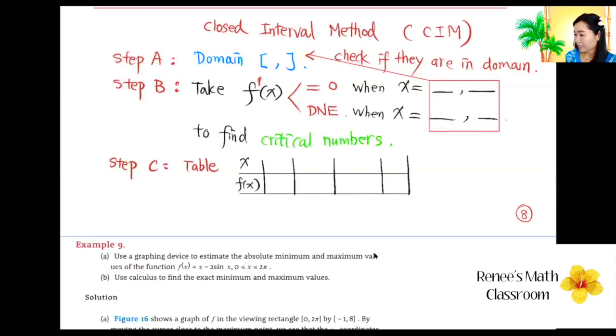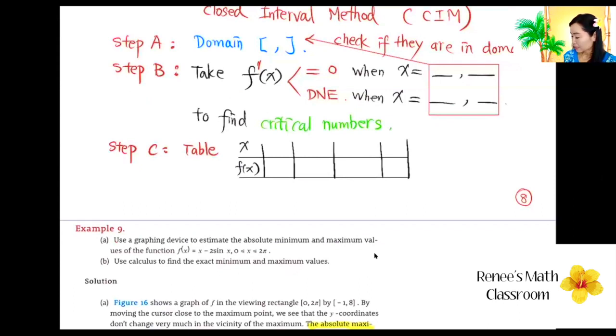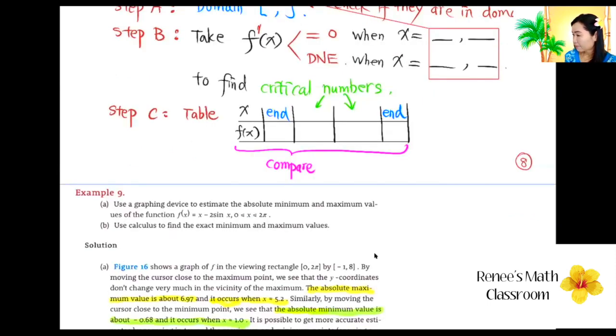The next step is to make a table, because a table is easy to read and you don't have to write paragraph after paragraph. For the table, you have x for the first row and f of x for the second row. You put down the endpoints, and you put the critical numbers in between. Then you compare the function values you got. Whichever is the largest is the absolute max, and the least one is the absolute min. So that's called the closed interval method.